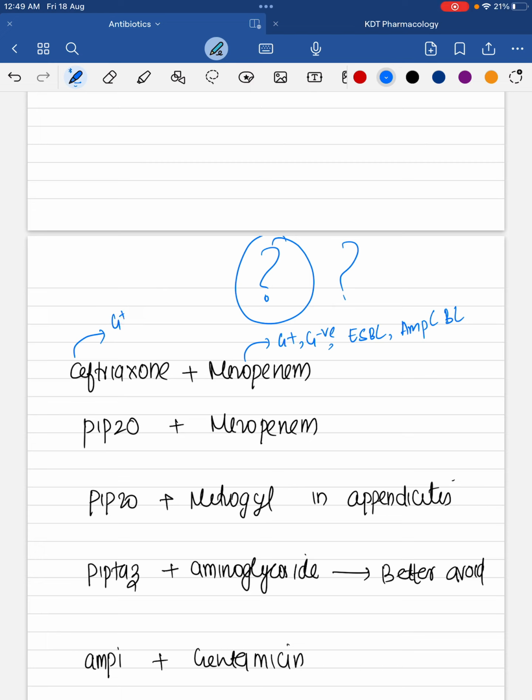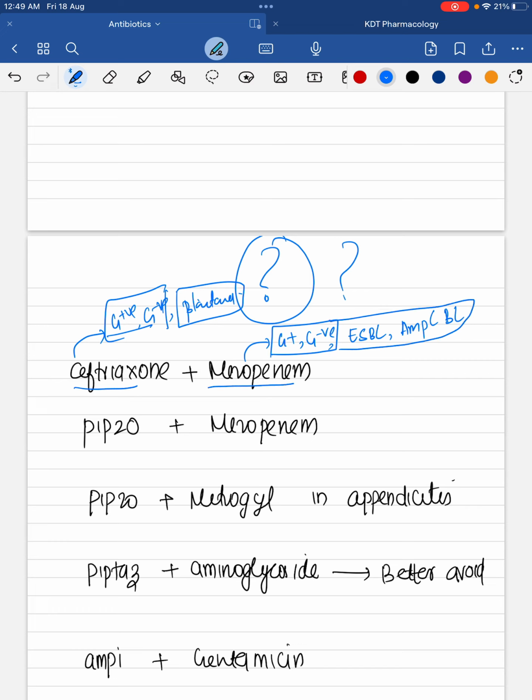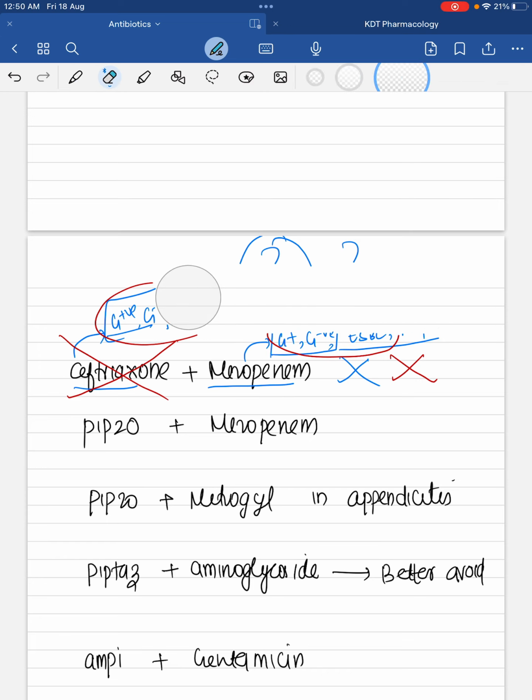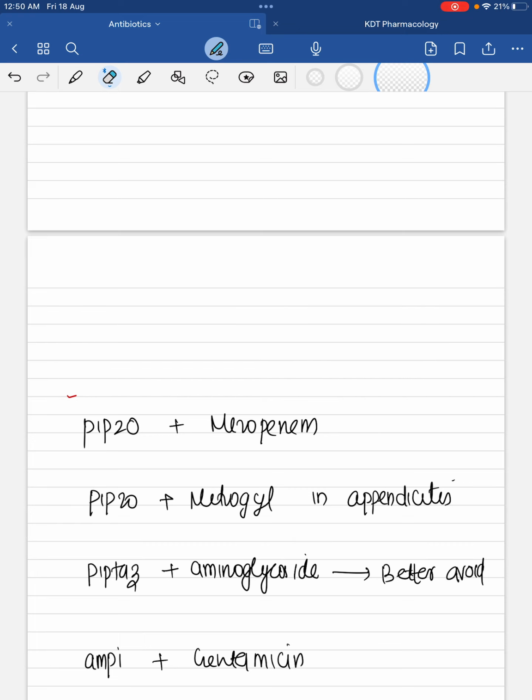Ceftriaxone can act against gram positive, gram negative, beta lactamase producing only, which means both have gram positive, gram negative coverage, beta lactamase producing coverage by ceftriaxone, but meropenem has all the others also. So this is not a good combination, which means ceftriaxone is wasted here, because all the coverage is already given by meropenem. So ceftriaxone meropenem is not a good combination.